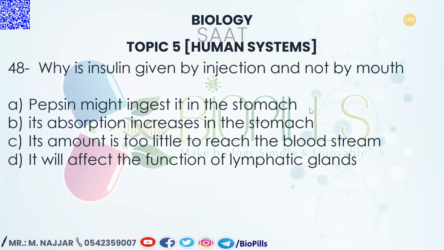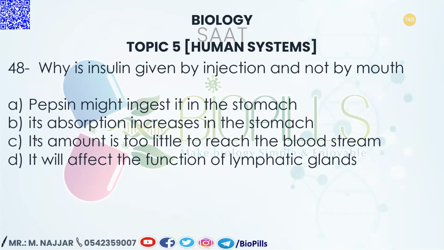Question number 48. Why is insulin given by injection and not by mouth? A. Pepsin might digest it in the stomach. B. Its absorption increases in the stomach. C. Its amount is too little to reach the bloodstream. D. It will affect the function of lymphatic glands.